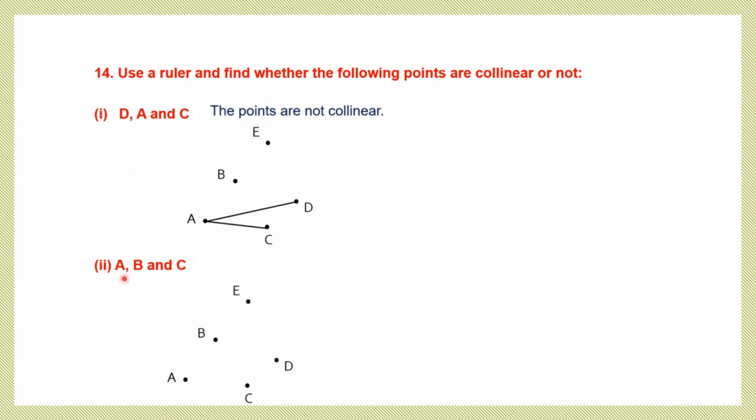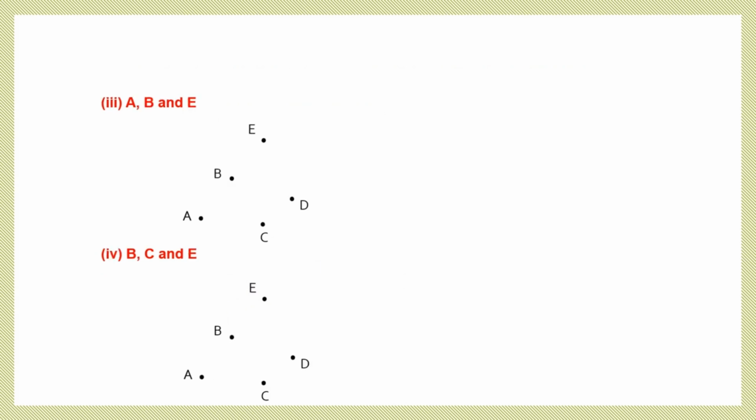Now let's go to the second question. A, B and C. Here also take your ruler, place it on A and draw a line up to B. So let's do that. Okay, draw a line up to B. Now from B, draw a line up to C. So we've drawn the line up to C, and as you can see again, all three are not on the same straight line. All 3 points have to be on the same straight line if they are collinear. So these 3 points are not collinear. So the points are not collinear.